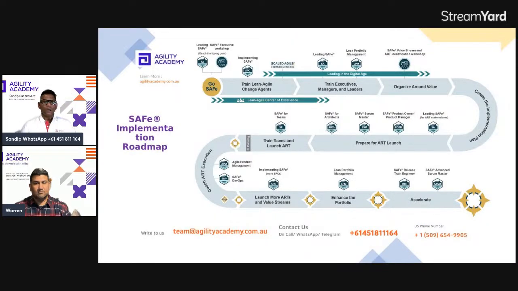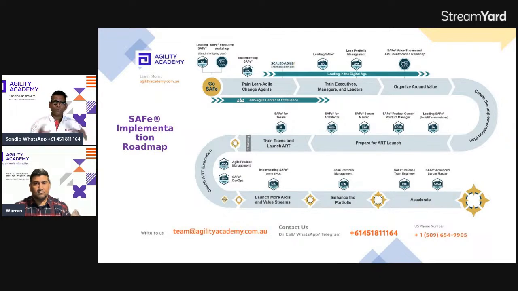So when we talk about business agility, typically the SAFe Scaled Agile Framework is the one which is most popular in the industry. Across the world, there are several hundred large companies who are following SAFe when it comes to adopting agile or starting their agile transformational journey.